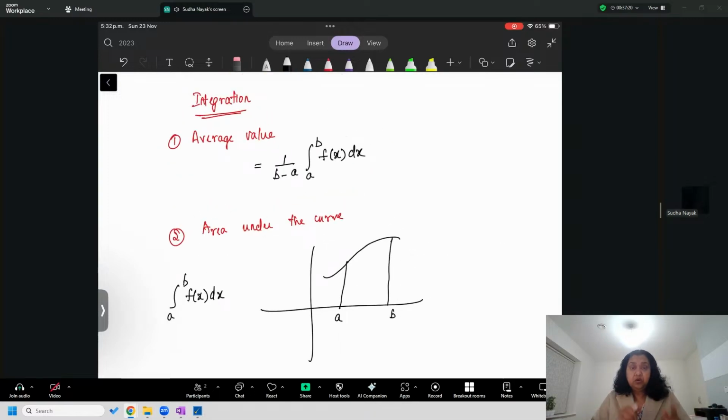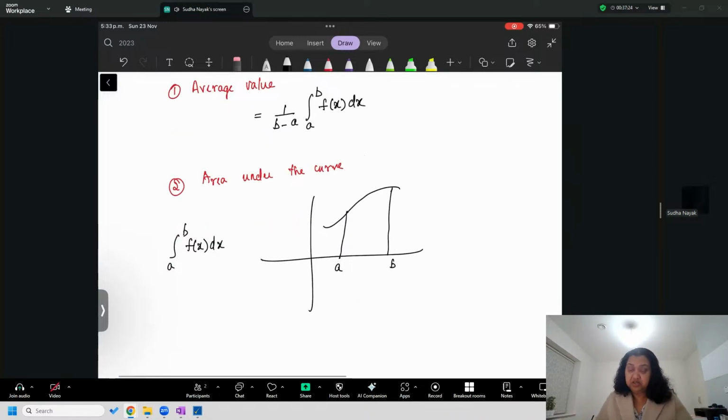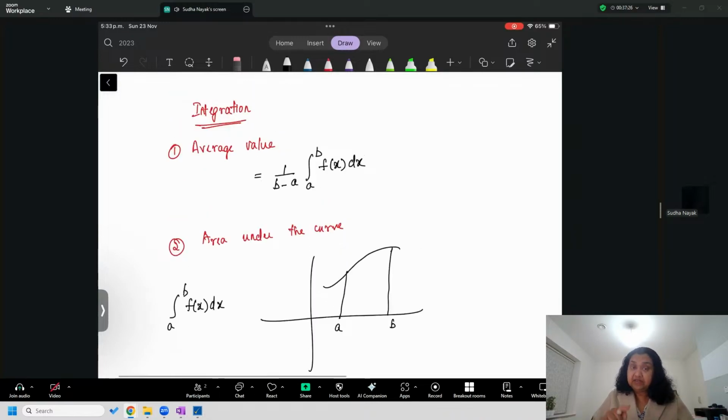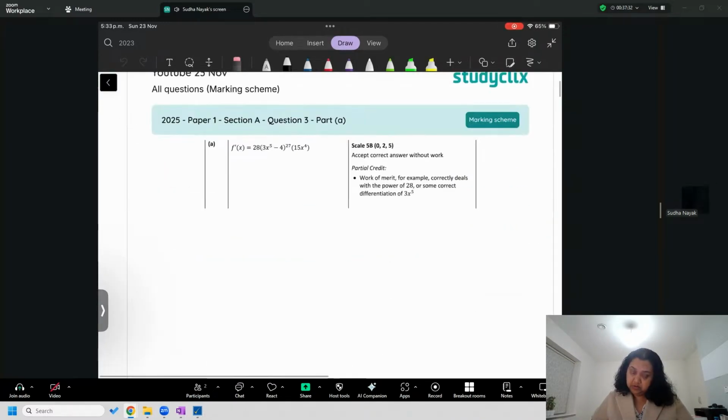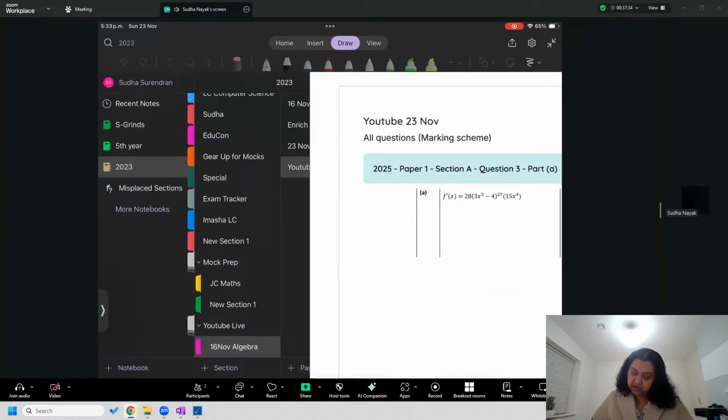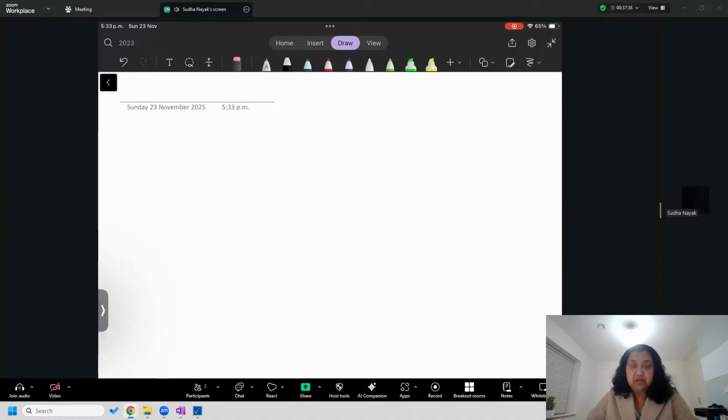Okay, now I'll go to my exam question. I don't have examples of integration today. Maybe I'll have it in a different class. But I'll go back to the exam questions and show you how to work on the exam questions directly. Okay. Oh, this is the marking scheme which I have. So let me just quickly bring in the question. 1 second, please.